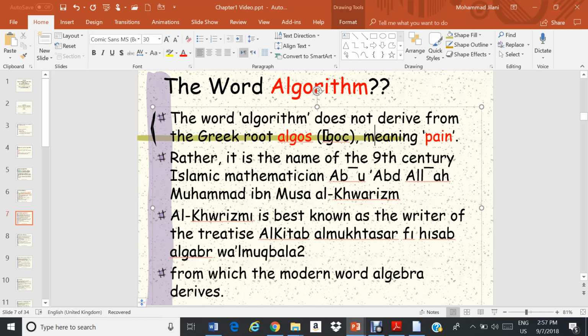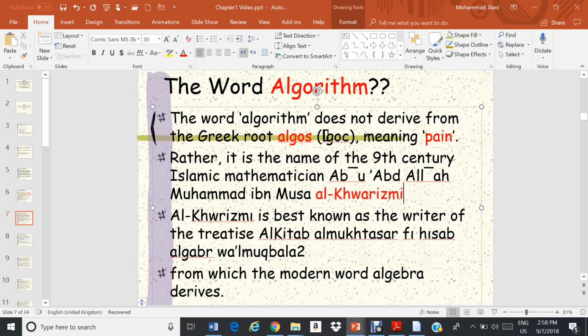He's from the Islamic civilization. He's an Arab, Persian, Islamic mathematician during the 9th century. His name is Abu Abdullah Muhammad ibn Musa al-Khwarizmi. Note, pay attention to this. That's his family name, al-Khwarizmi.